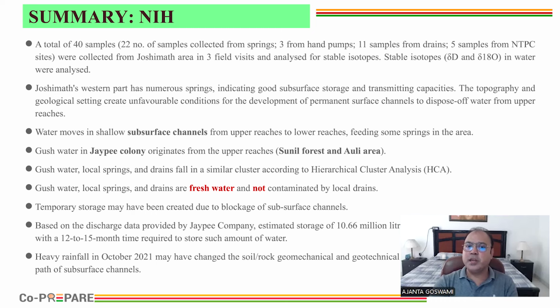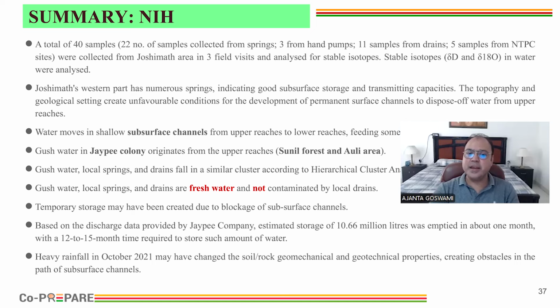Gush water in JP colony originates from upper reaches, which is Sonil Forest and Oli area. Gush water, local springs and drains fall in a similar cluster according to their HC analysis. Gush water, local spring and drain are fresh water and not contaminated by local drains also. Initially, in IIT Roorkee's theory also, our hypothesis said that due to so much anthropogenic activity taking place in that area, maybe the water has percolated down, and this percolation might have saturated the ground and contributed to the whole movement. But here they have said that this gush water is not contaminated by local drains also.